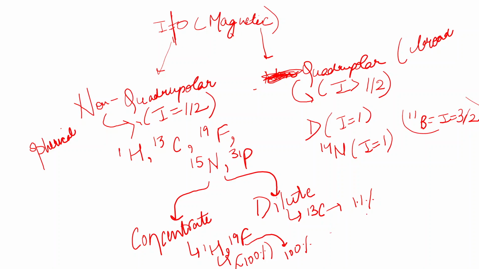Why does 13C have a 1.1% natural abundance? Because carbon can exist in both forms, 12C or 13C. Since the natural abundance of 13C is 1.1%, for 12C it will be 100 minus 1.1.